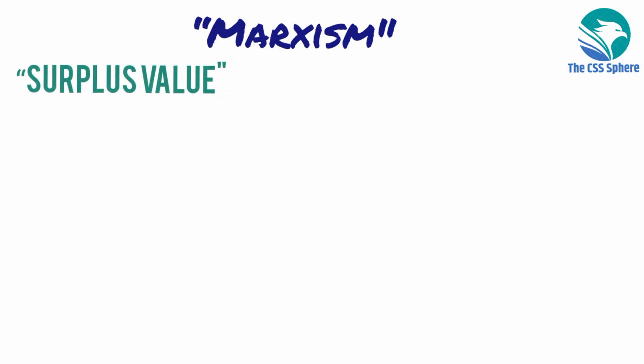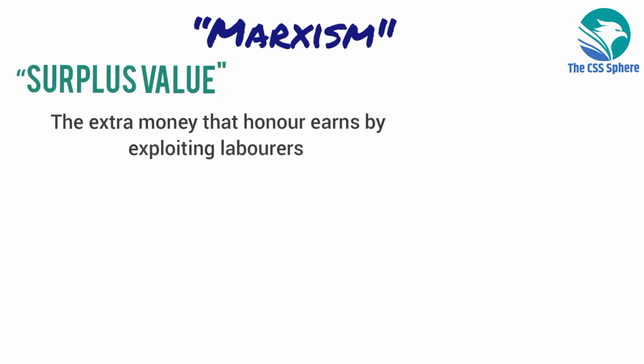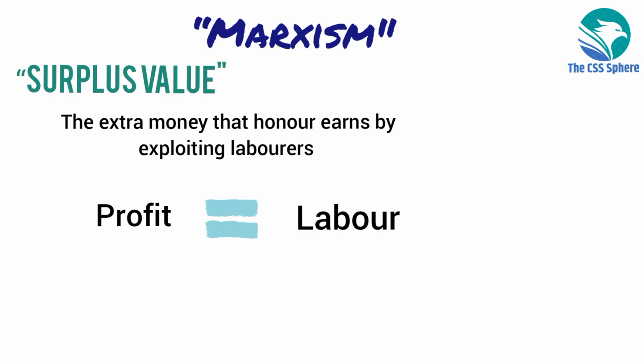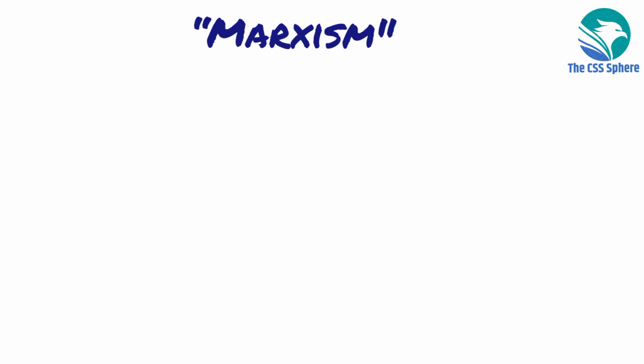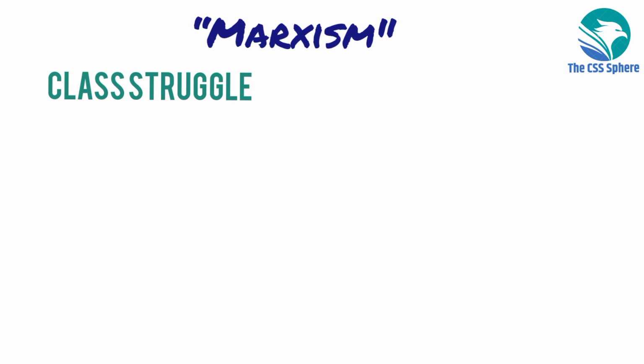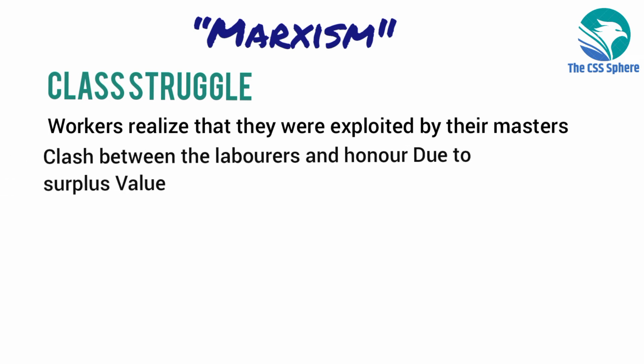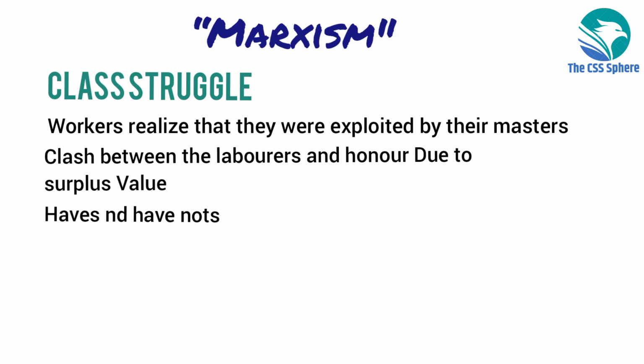Surplus value. The extra money that the owner earns by exploiting the laborer. The extra money or profit which is equal to the value of labor by the laborer is called surplus value. Class struggle. Gradually or ultimately, the workers realized that they were exploited by their owners or industrialists. The clash between the owner and the laborers due to surplus value is called class struggle. The history of the world is the history of class struggle between the haves and have-nots.